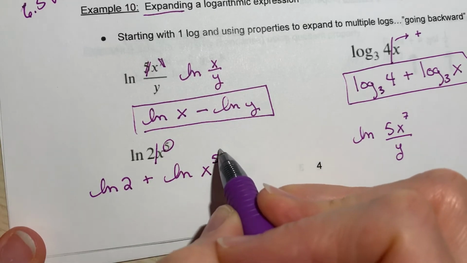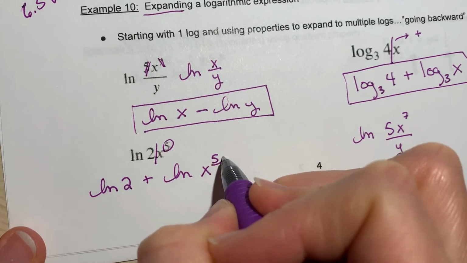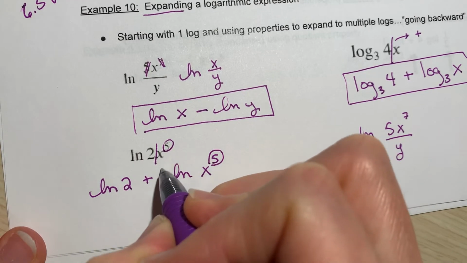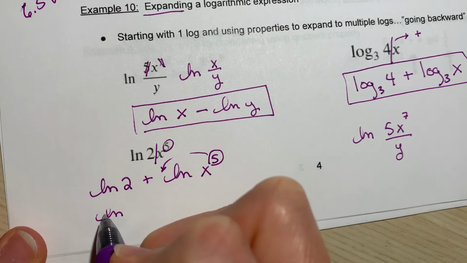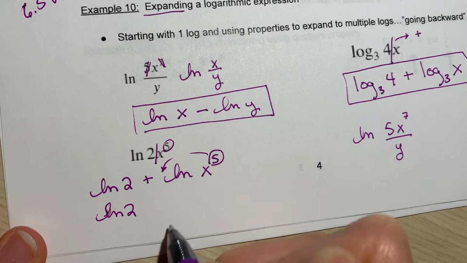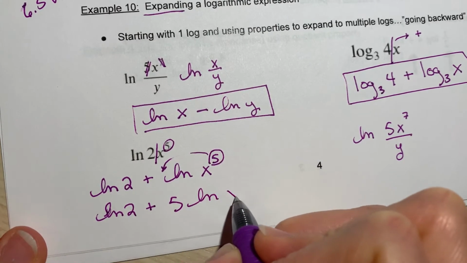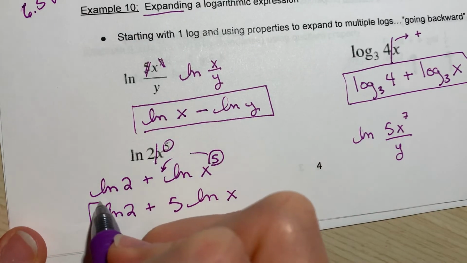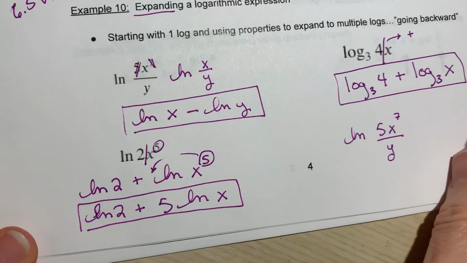Now, take care of these exponents next. Don't take care of them first. So this exponent, remember, is going to hop down into the front here. So the natural log of 2, we're just going to copy, and then this is going to turn into 5 times the natural log of x. Again, think going backwards from the previous examples.